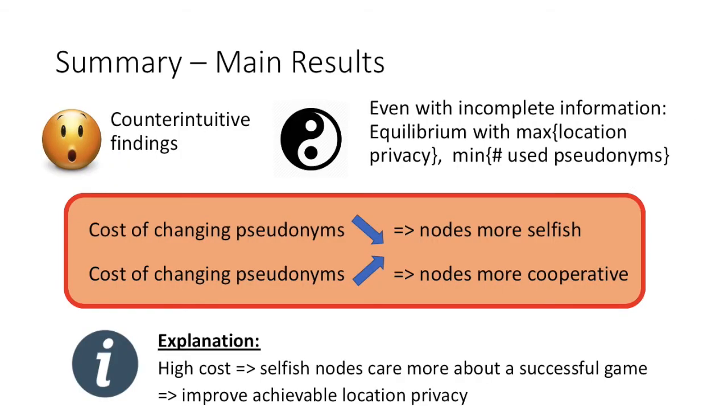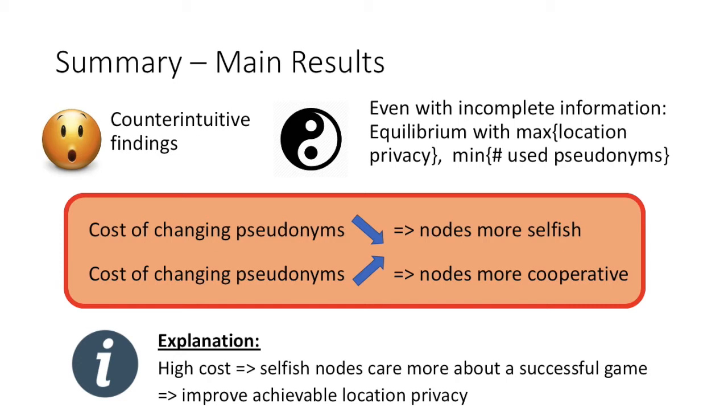The main results by the authors are actually counterintuitive. There are 2 scenarios. One using complete and then incomplete information. The findings are that even with incomplete information of the player, it is possible to find an equilibrium with high location privacy, minimizing the number of used pseudonyms.